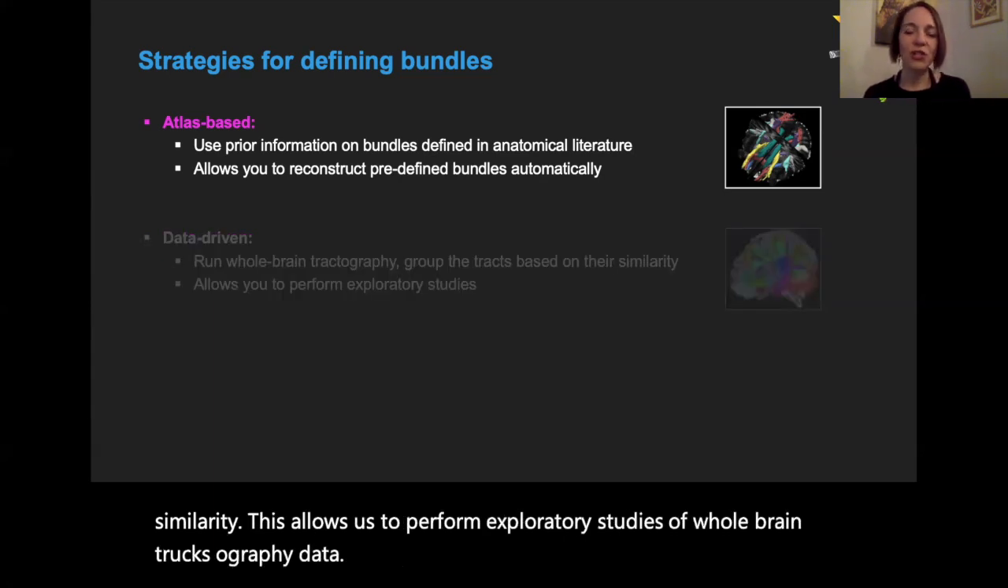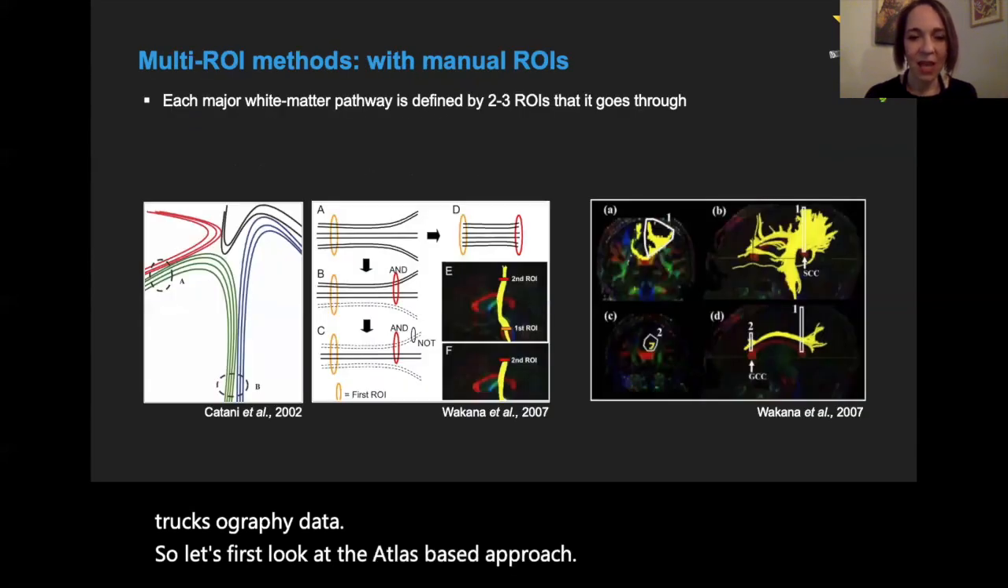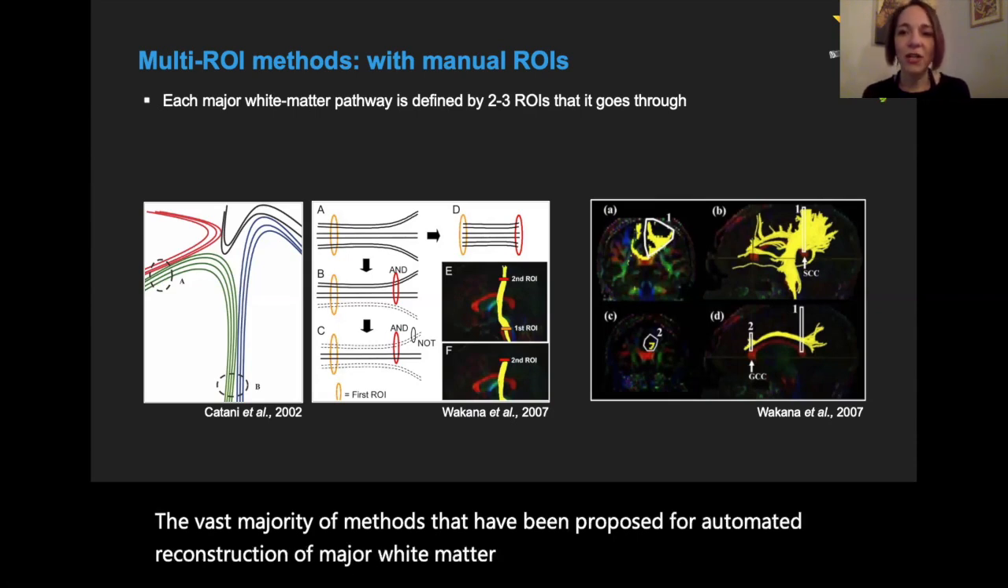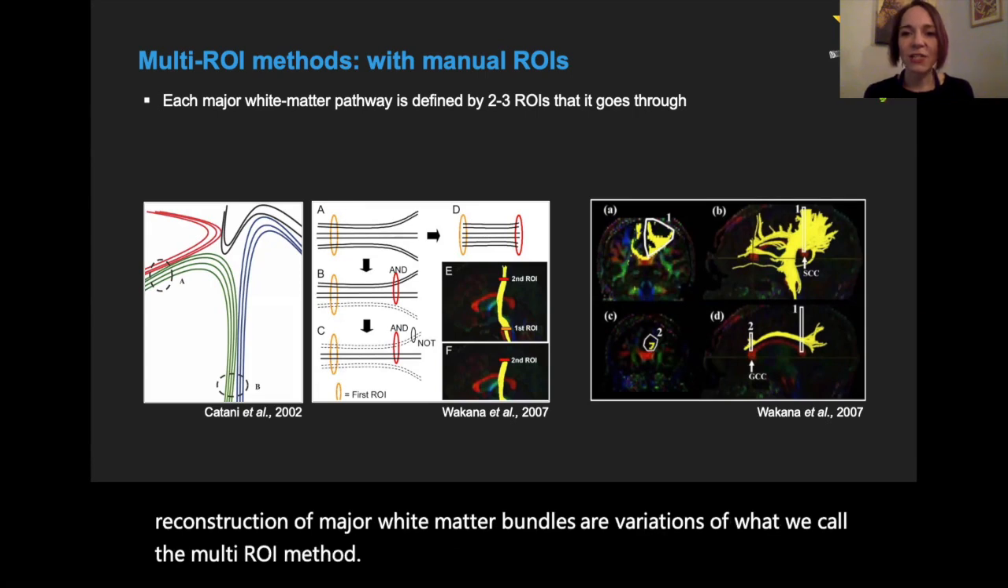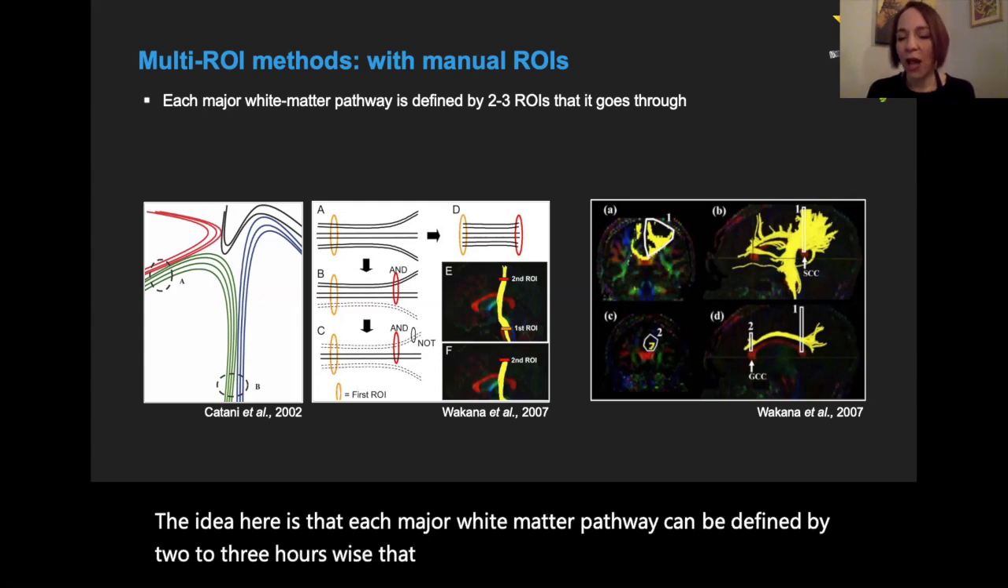So let's first look at the atlas-based approach. The vast majority of methods that have been proposed for automated reconstruction of major white matter bundles are variations of what we call the multi-ROI method. The idea here is that each major white matter pathway can be defined by 2 to 3 ROIs that it goes through, and perhaps a couple of ROIs that it doesn't go through.